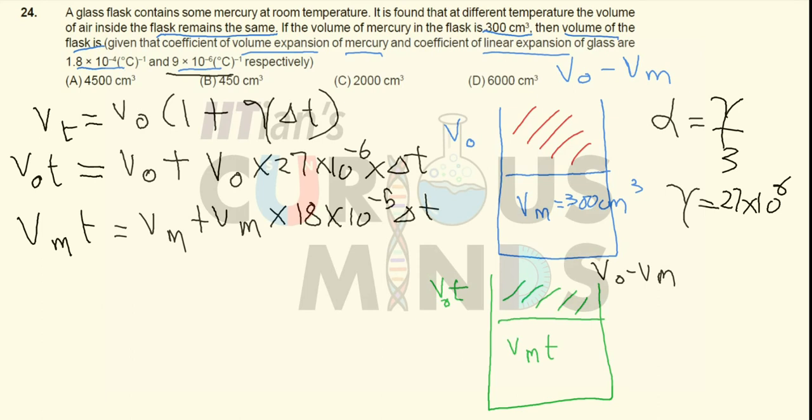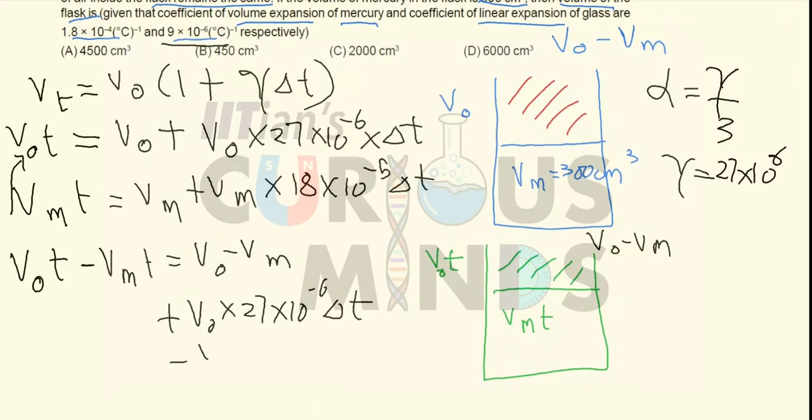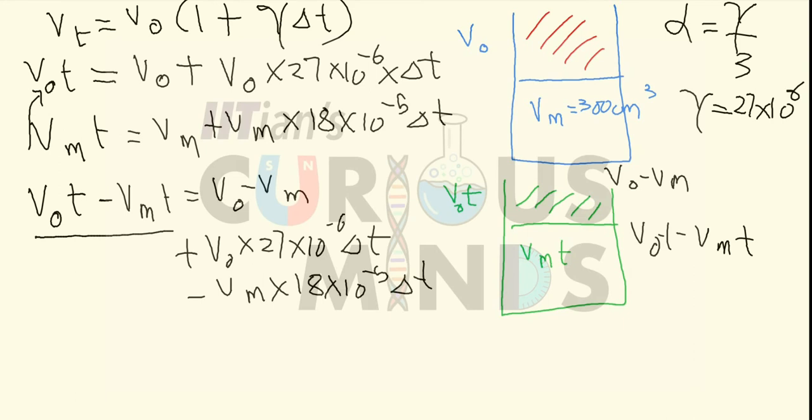So in order to calculate the original value, when I subtract Vm at T from V0 at T, it will be equal to V0 minus Vm, plus V0 into 27 into 10 raised to minus 6 into delta T, minus Vm into 18 into 10 raised to minus 5 into delta T. But it is given that V0 at T minus Vm at T is equal to V0 minus Vm.